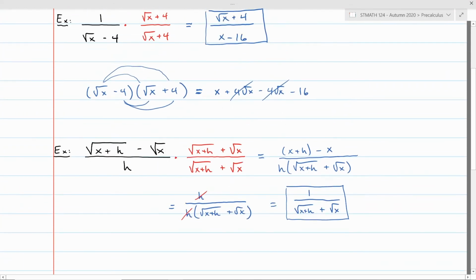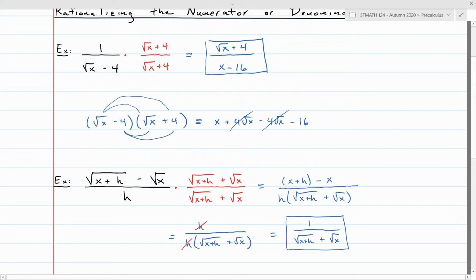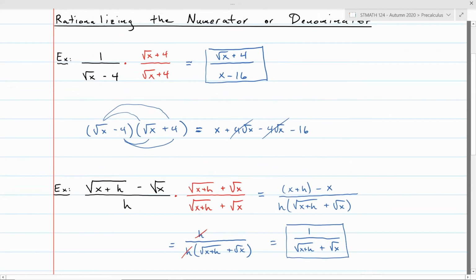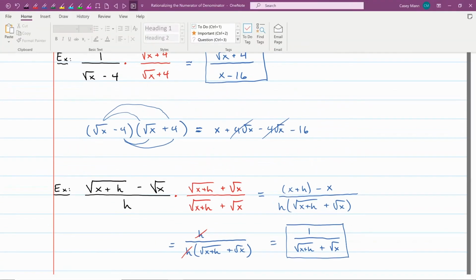So multiplying by conjugates to rationalize a numerator or a denominator is a process we'll use quite a bit in this class. So you want to know that.